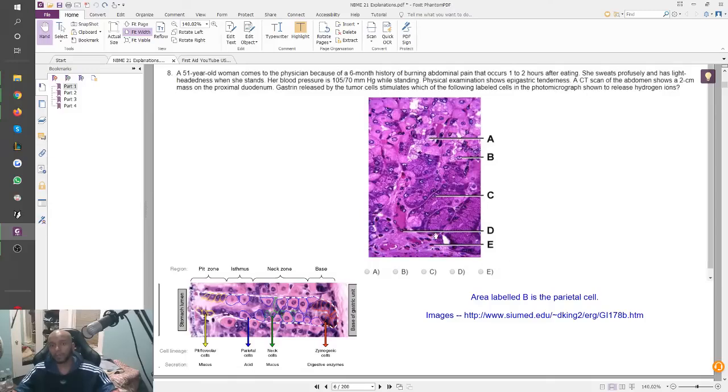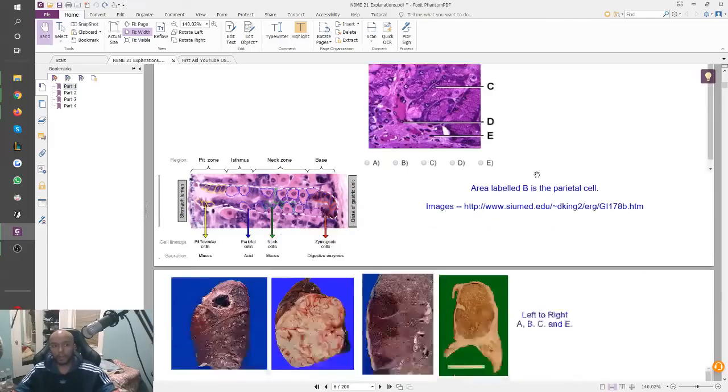So E would be something that releases mucus. C would also just be something that releases mucus. These are pretty irrelevant types of cells over here. In fact, in this image, I don't really think anything else is that relevant or important per se. All right, so that was number 8.